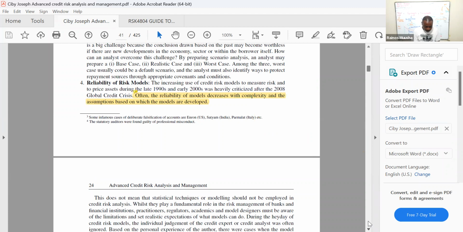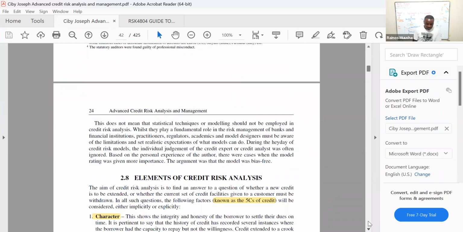Are we on the same page when it comes to some of the issues that come about in credit risk analysis? Any questions?